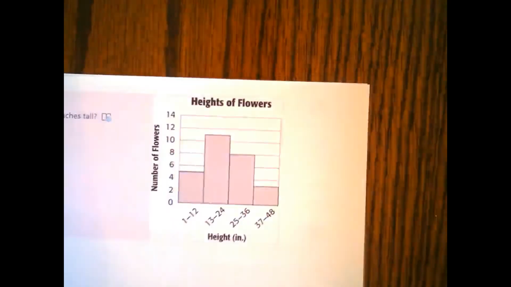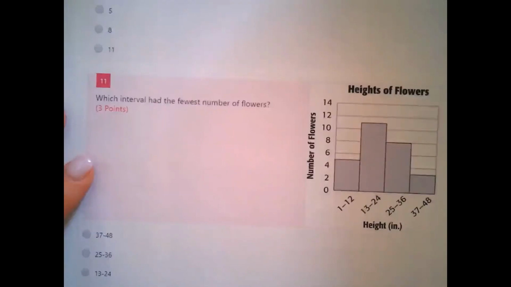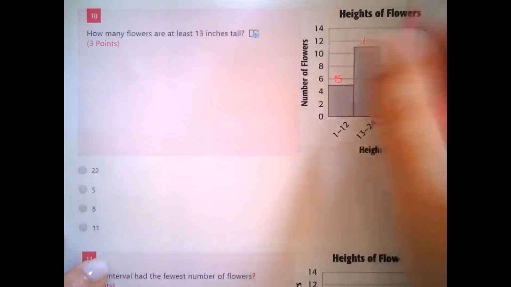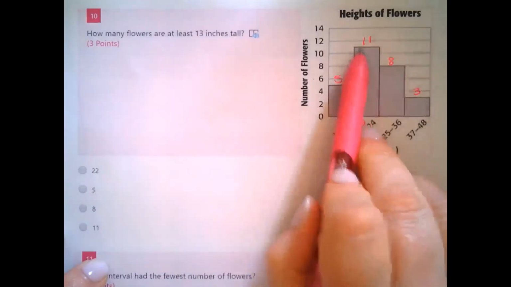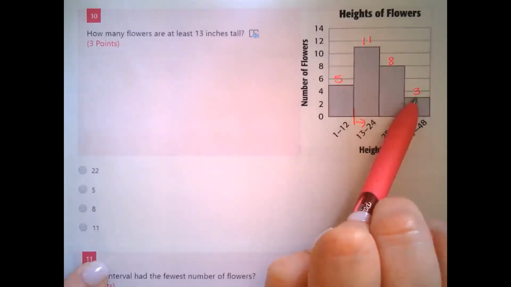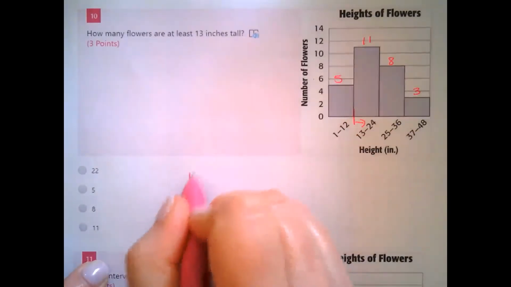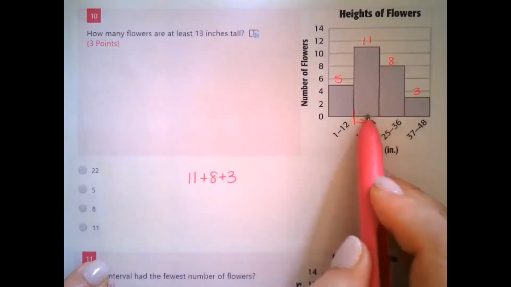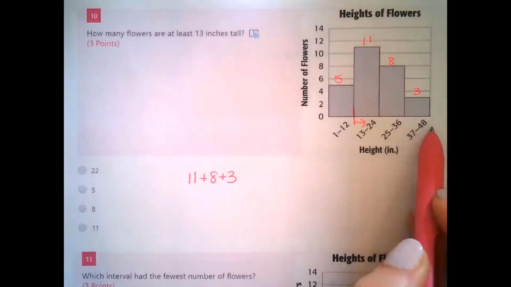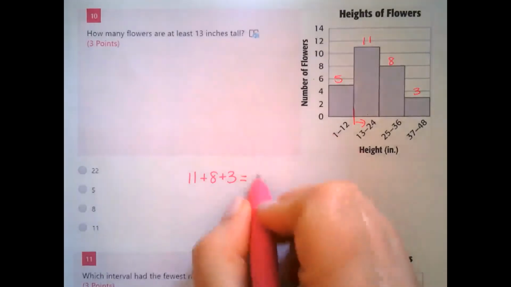Okay. Question number 10 says, how many flowers are at least 13 inches tall? So again, I'm just going to put our numbers in here since we've already calculated those. We have 5, 11, 8, and 3. If we want to know that they were at least 13 inches tall, that's this group and going forward. So we have to add all of these. 11 plus 8 is 19, plus 3 is 22. So 11 plus 8 plus 3. All 3 groups are bigger or taller than 13 inches. Okay? So that should equal 22.